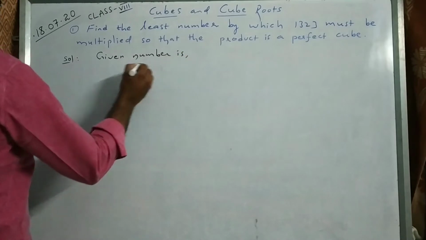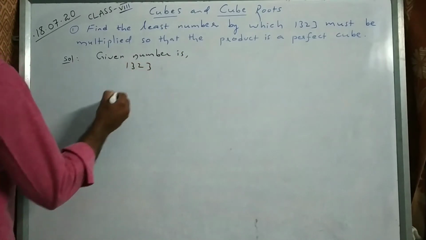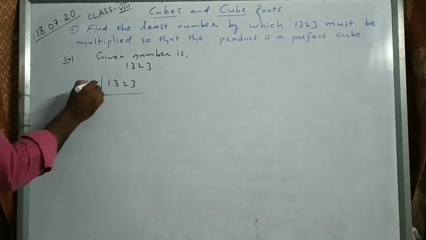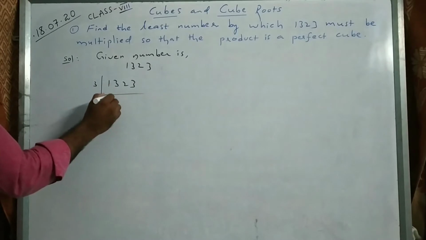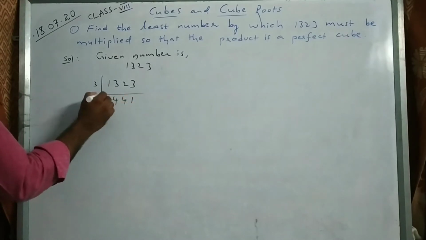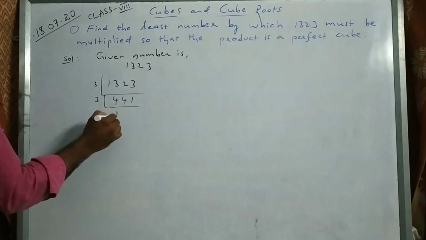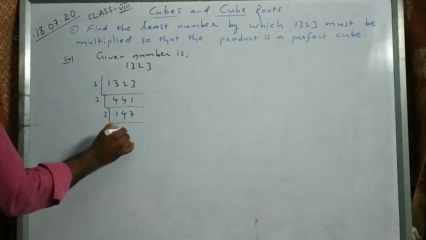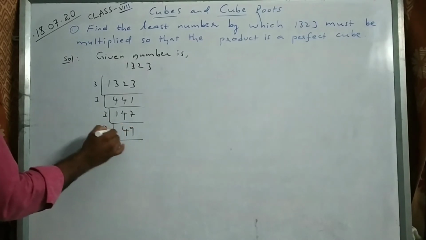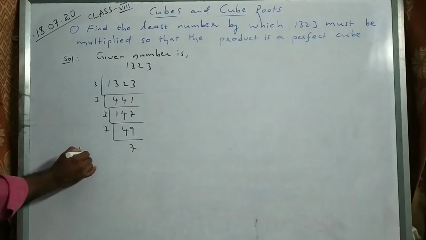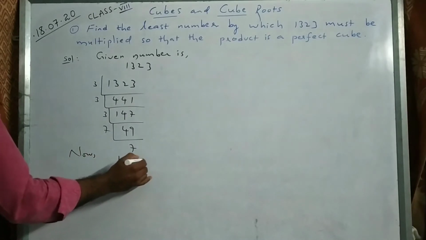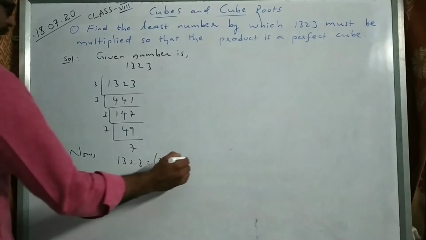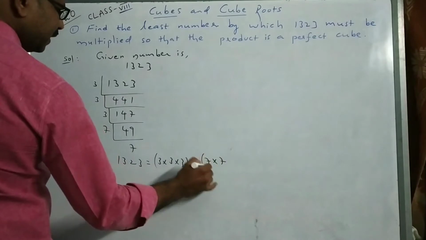What is the given number? The given number is 1323, right? Now split this 1323. 3 table, let us see. 3 4s are 12, 3 4s are 12, 3 1s are 3. Again 3 1s are 3, 3 4s are 12, 3 7s are 21, 3 9s are 27, 7 7s are 49. Now 1323 is equal to 3 into 3 into 3 into 7 into 7.